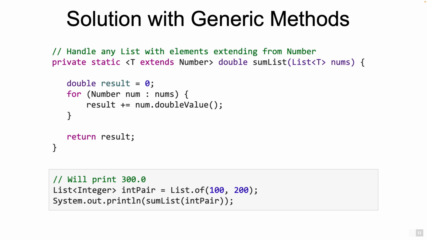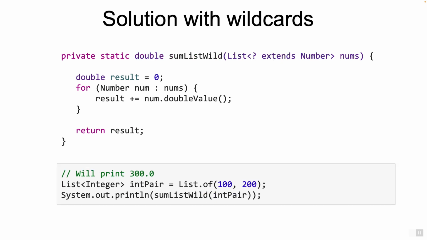A much more concise syntax is achieved by using wildcards, which is also the preferred approach by the language designers. Here is a method called sumListWild, which uses wildcards. A wildcard is basically denoted by a question mark, and you can think about this question mark as an unknown type. In the example, we are using the upper bounded wildcard. You see the nums parameter is declared as List of question mark extends Number. That's the upper bound. The upper bound of the hierarchy is Number.